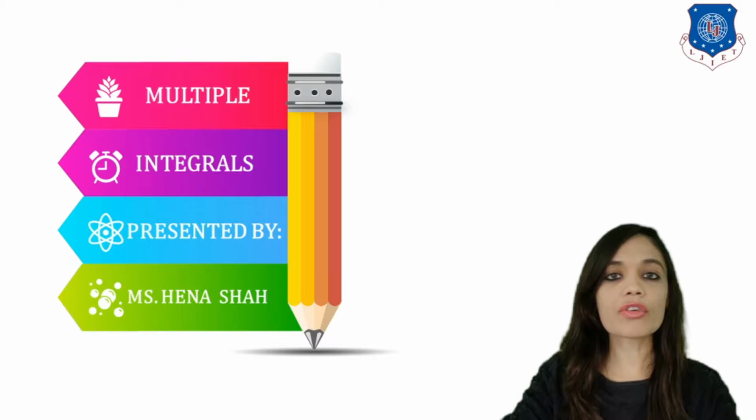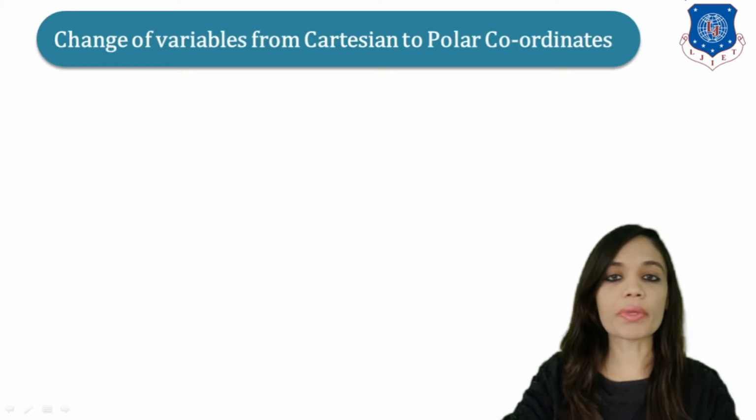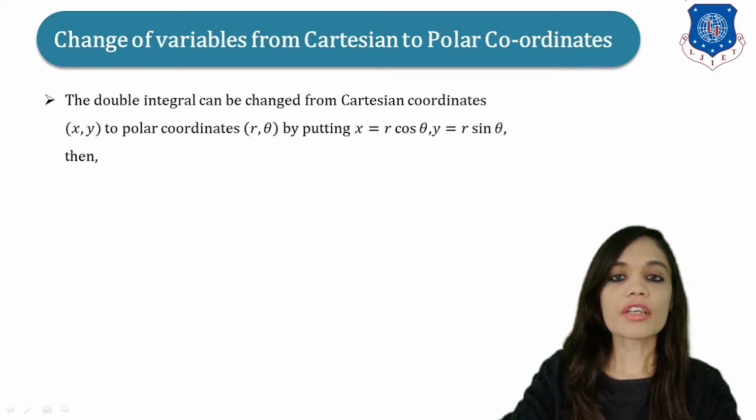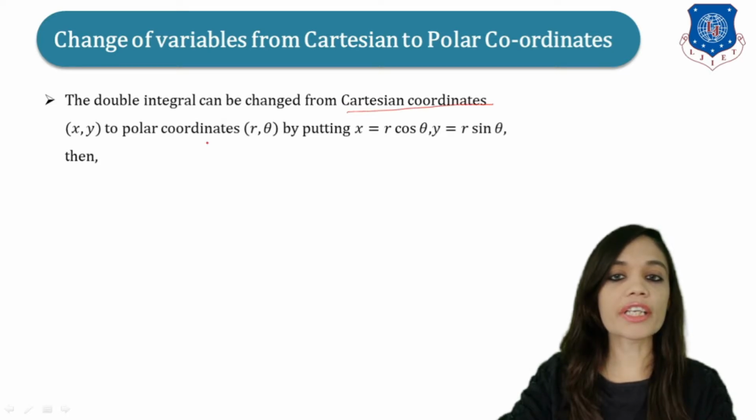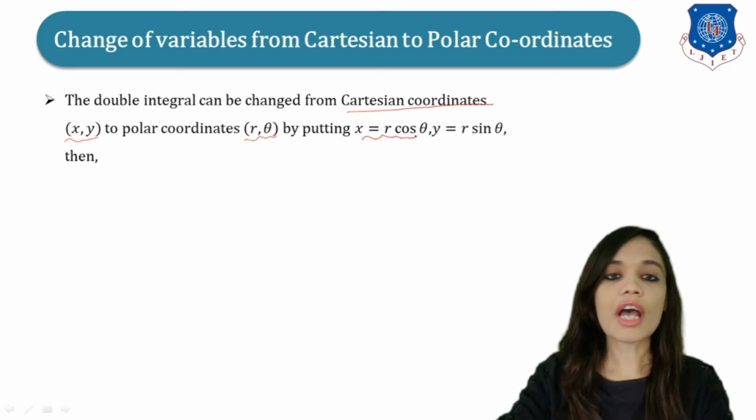So today we are going to discuss a few more topics of multiple integrals. Let us begin with the topic named change of variables from Cartesian to polar coordinates. The double integral can be changed from Cartesian coordinates x, y to polar coordinates r, theta by putting x equals r cos theta and y equals r sin theta.